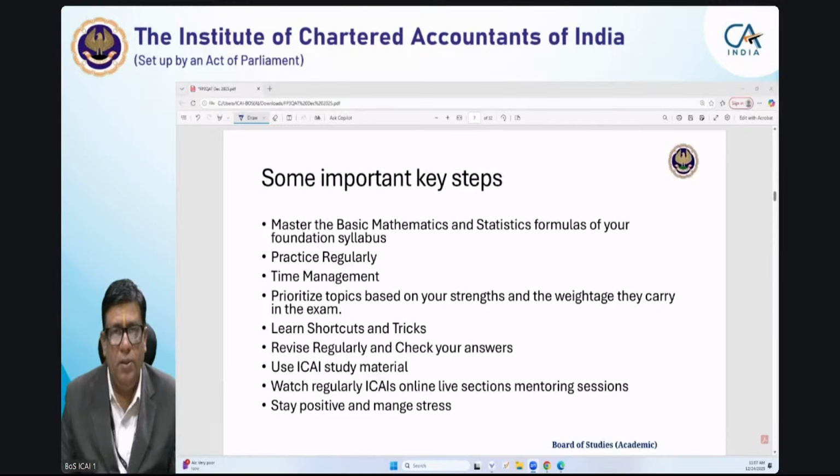For that you need a formula sheet, which you have to prepare, and which is given in every study material. At the chapter end of the study material, a summary is also given. If you look there, it has been given. So I request you to carefully read these applications, which will definitely be helpful to you.